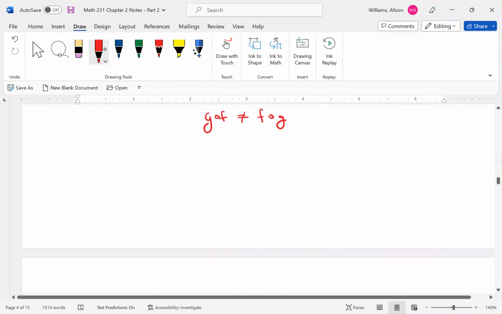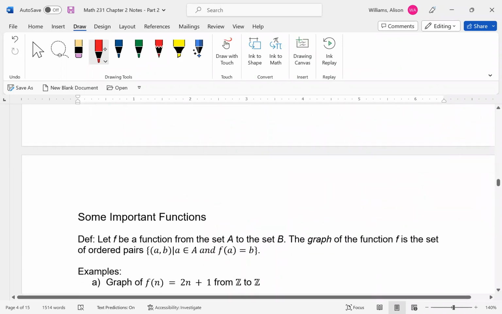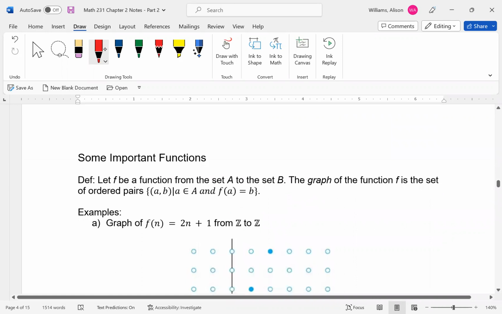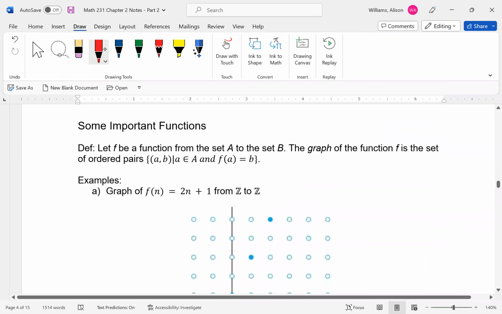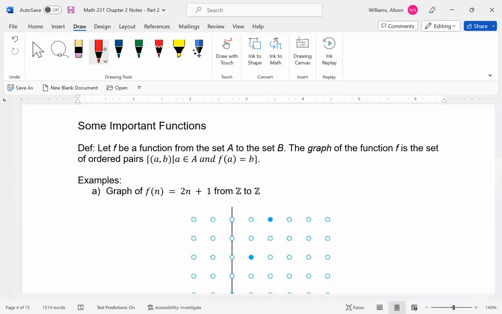So exciting. Okay, now we're going to look at some important functions that we'll use as examples a lot. But before we do that, I wanted to take some time to comment on what it means to define things over Z and not R.